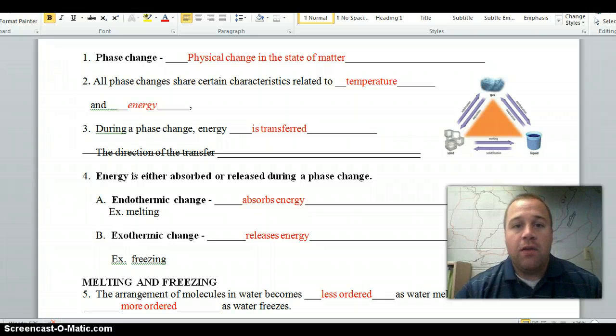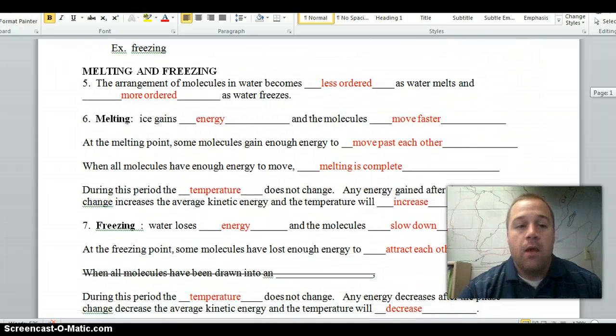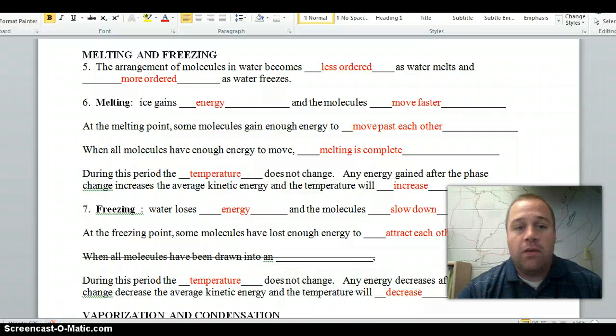So this is something like freezing. You're going from a liquid that's a little bit more moving around, moving of molecules, to a solid that's not as much moving around. So you're releasing energy to slow those molecules down. So down here in melting and freezing, in melting, like we just said, it becomes less ordered as you go from solid to liquid, and in freezing it becomes more ordered.